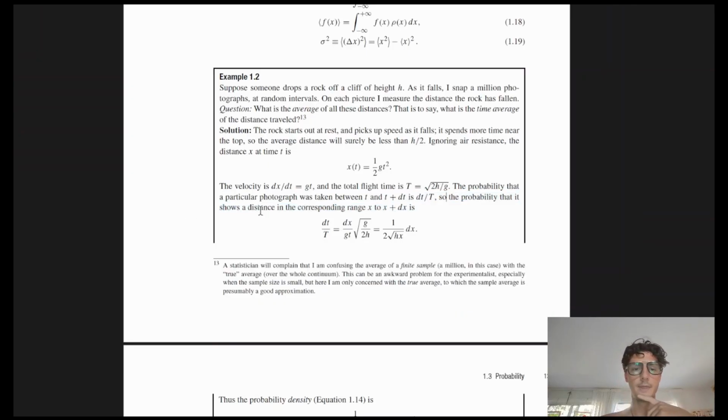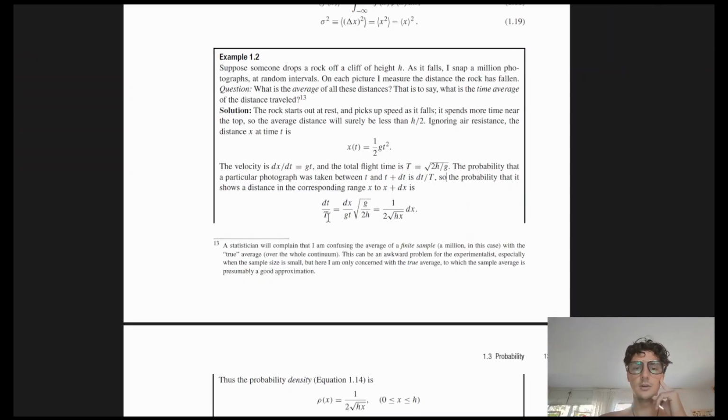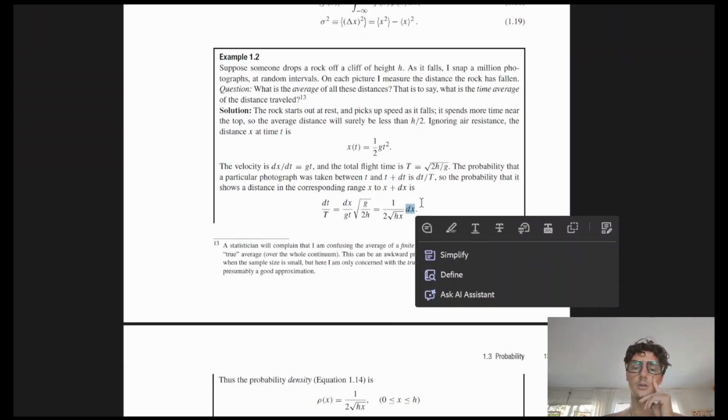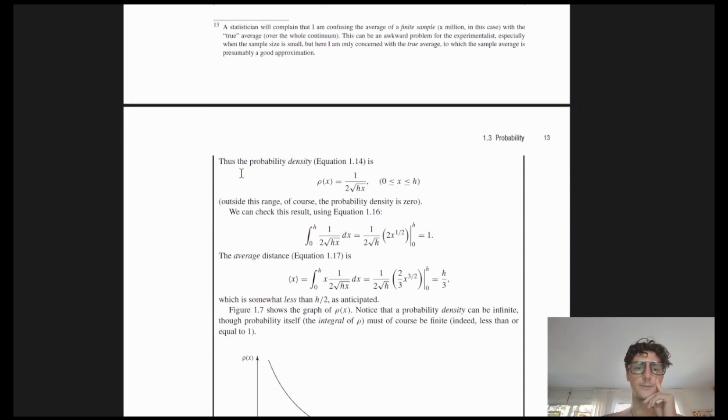So the probability that it shows a distance in the corresponding range x to x plus dx is dt over capital T. We have values for all of this, so capital T can be replaced by this, and dt can be replaced by dx over gt. So we have gt here, dx, and this square root from the capital T. And then we get this thing, which looks like a function, and the little dx, something with respect to x. Thus the probability density, equation 1.14.